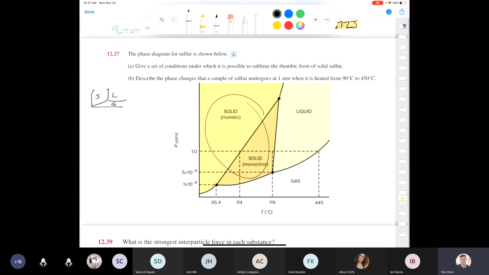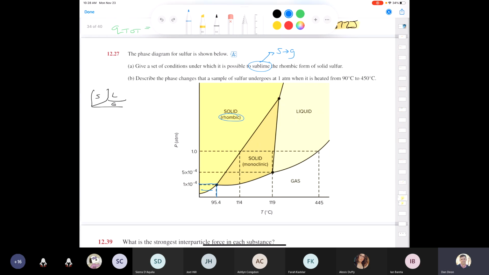It's kind of interesting. Given the phase diagram for sulfur shown below, give a set of conditions under which it is possible to sublime the rhombic form of solid sulfur. So sublime is to go from solid to a gas, and we want to do it for the rhombic form. Well, that would have to be down here, right? It would mean you'd have to warm the solid up, right? You'd have to go from here to here. So why don't we just write it like this?